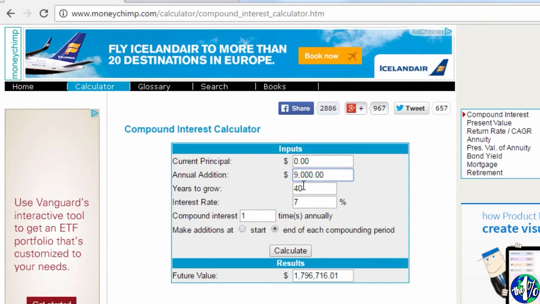Let's go back down to our $6,000, just over a longer period. And you can see even with $6,000 a year over 40 years, it'll grow and you're at almost $1.2 million. If you're closer to your retirement age, just adjust these numbers down. Maybe you need to put in a little bit more and take out less years to grow.